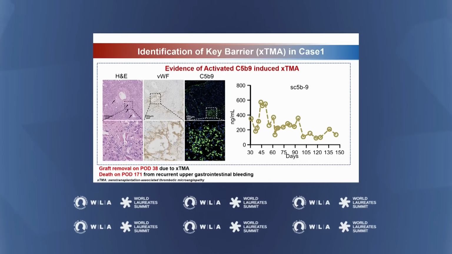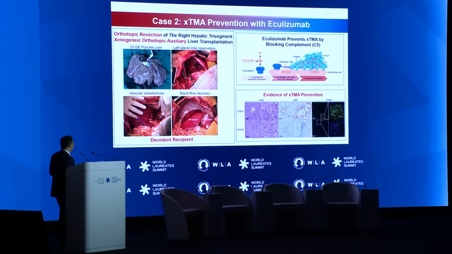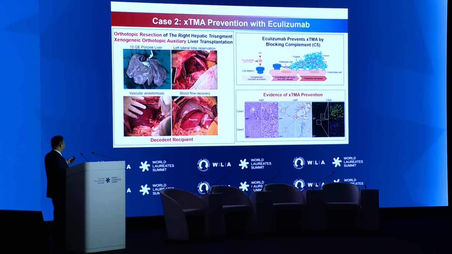Thirty days after surgery, we got TMA, a very bad barrier for xenotransplantation. So for this case, we asked whether we could get rid of the TMA. This time we used a prophylactic C5b9 antibody. It's the same way: tri-segmental right hepatic resection and transplantation of the porcine liver. This time you can see there's no complement expression, and there's no TMA.